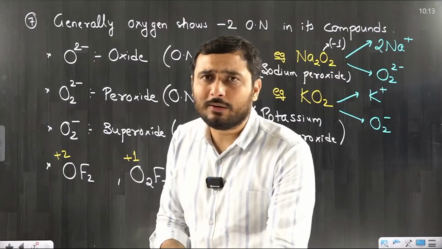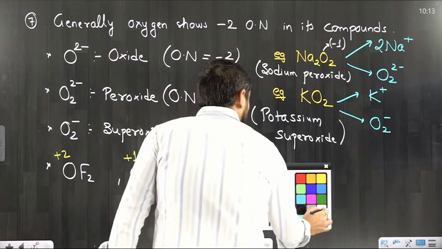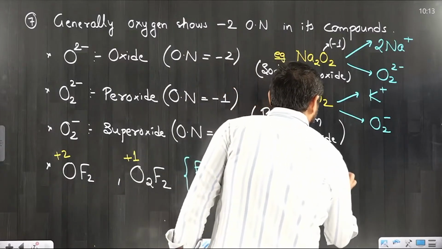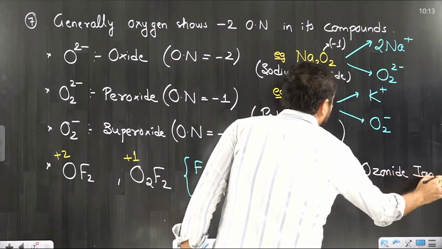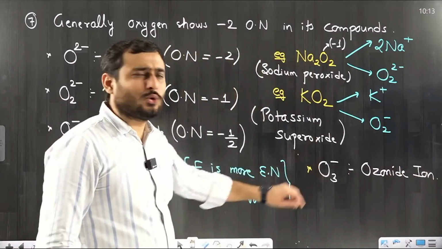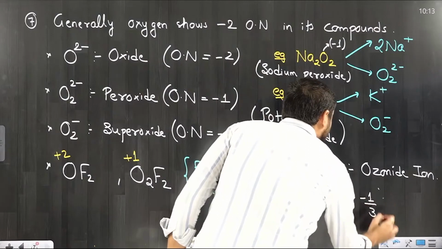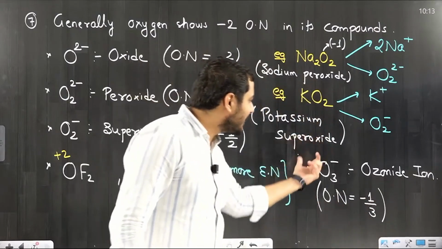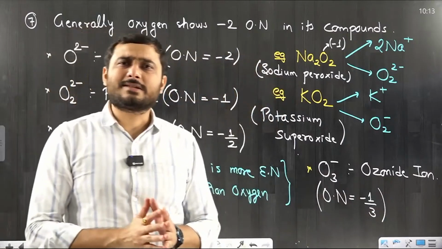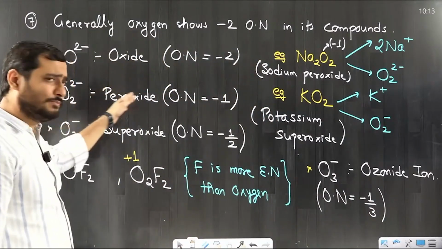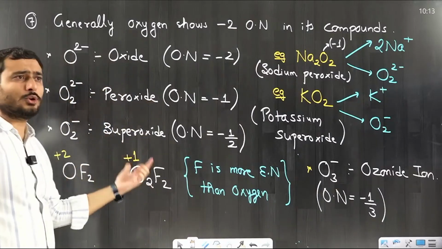Ozonide, what is the oxidation number? Minus 1 by 3. If you want to write, I will write here, O3 negative. This is called which ion? Ozonide ion. But you will find this ion, O3 negative, very rarely. So, if I write the oxidation number of oxygen, here it is minus 1 by 3. For 3 oxygen, minus 1. For 1 oxygen, it is minus 1 by 3. But this ozonide ion, you will find very rarely. More important, what you find are oxide, peroxide, superoxide, and these two compounds with fluorine, OF2 and O2F2.